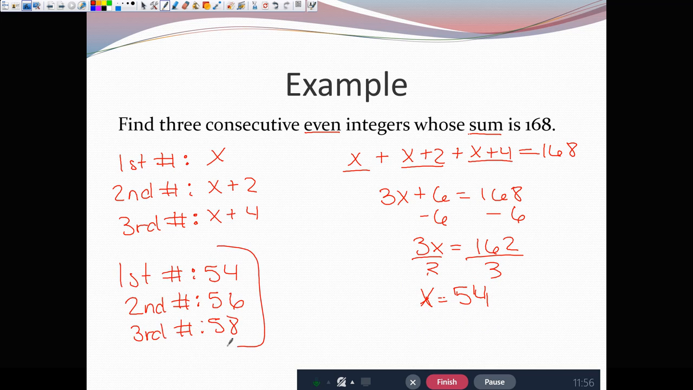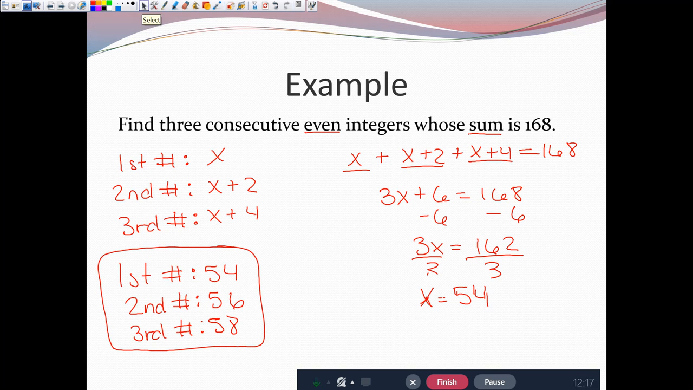Are these all even? Yes. Are they consecutive even integers? Yes. Do they add up to 168? Yes. So that's what it means by check your answer to make sure it makes sense. Because if these were odd, would that make sense? No. If it was asking for odd, then yes, we would want to know that.